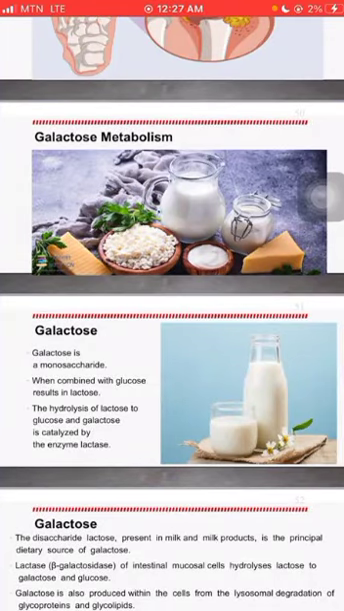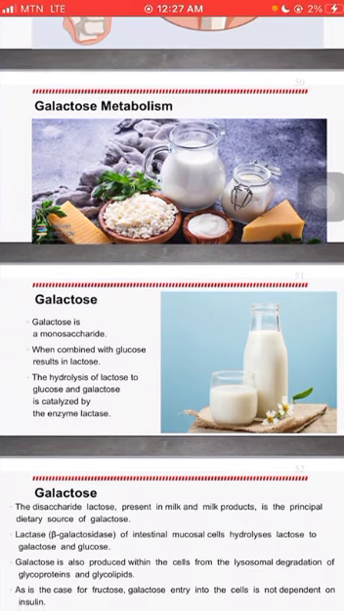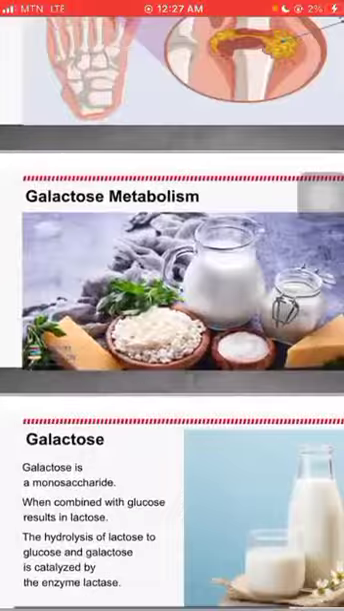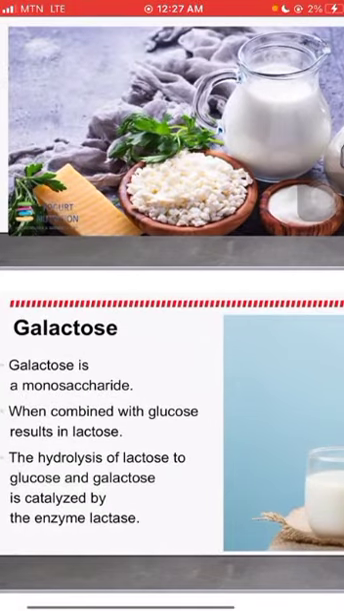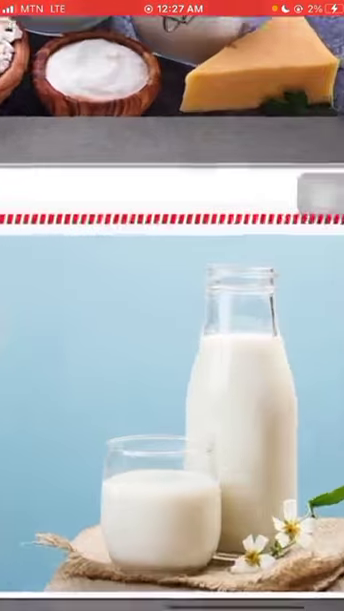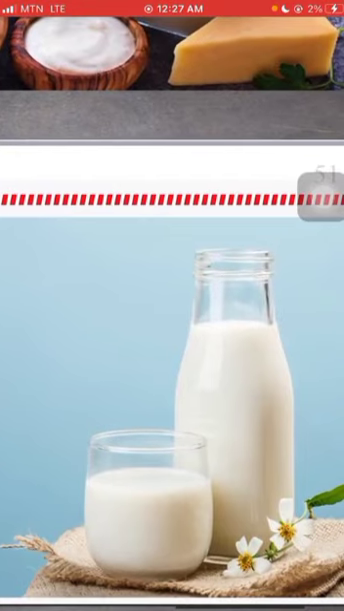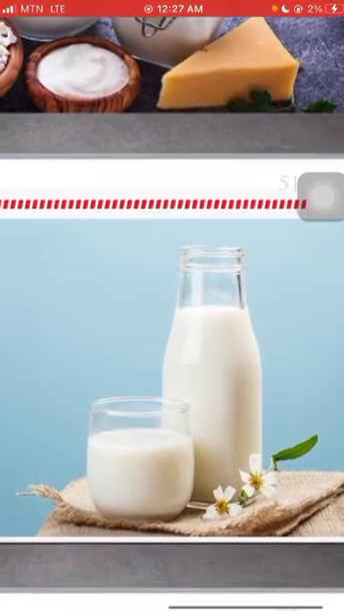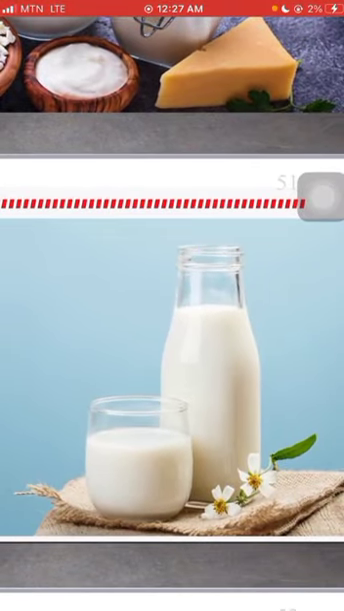So this is going to be on galactose metabolism. Galactose is one of the monosaccharides, and this galactose combined with glucose to form a molecule we call what? Lactose. And this lactose is being found in what? Milk products. So let's say that you've taken in a milk product like this, which contains lactose.